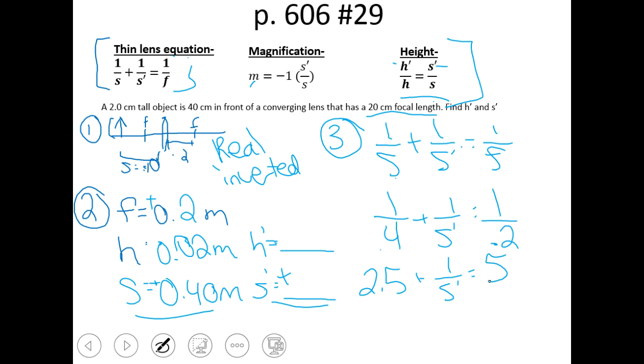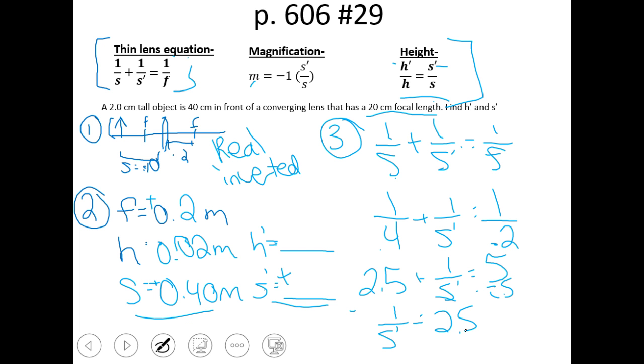All right. And I'm trying to solve for s prime. So I need to subtract 2.5 from both sides. And I'm running out of room, but you show your work. And I'm going to say 1 over s prime equals, and then 5 minus 2.5 is, well, 2.5. Okay. And I've got to solve for s prime.